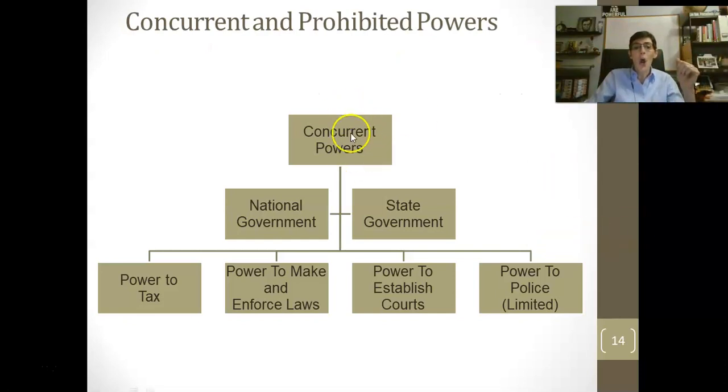And this is another breakdown. Concurrent powers are powers that state and national government, or state and federal government, share. Okay, so you have concurrent powers. Both the national and state government have them. Both national and state governments do have the power to tax. They have the power to make and enforce laws. They have the power to establish courts. They do both have the power to police, but the national government's power in this regard is very limited. It's very narrow in its scope. Okay, it's a very narrow little line that they have to walk.